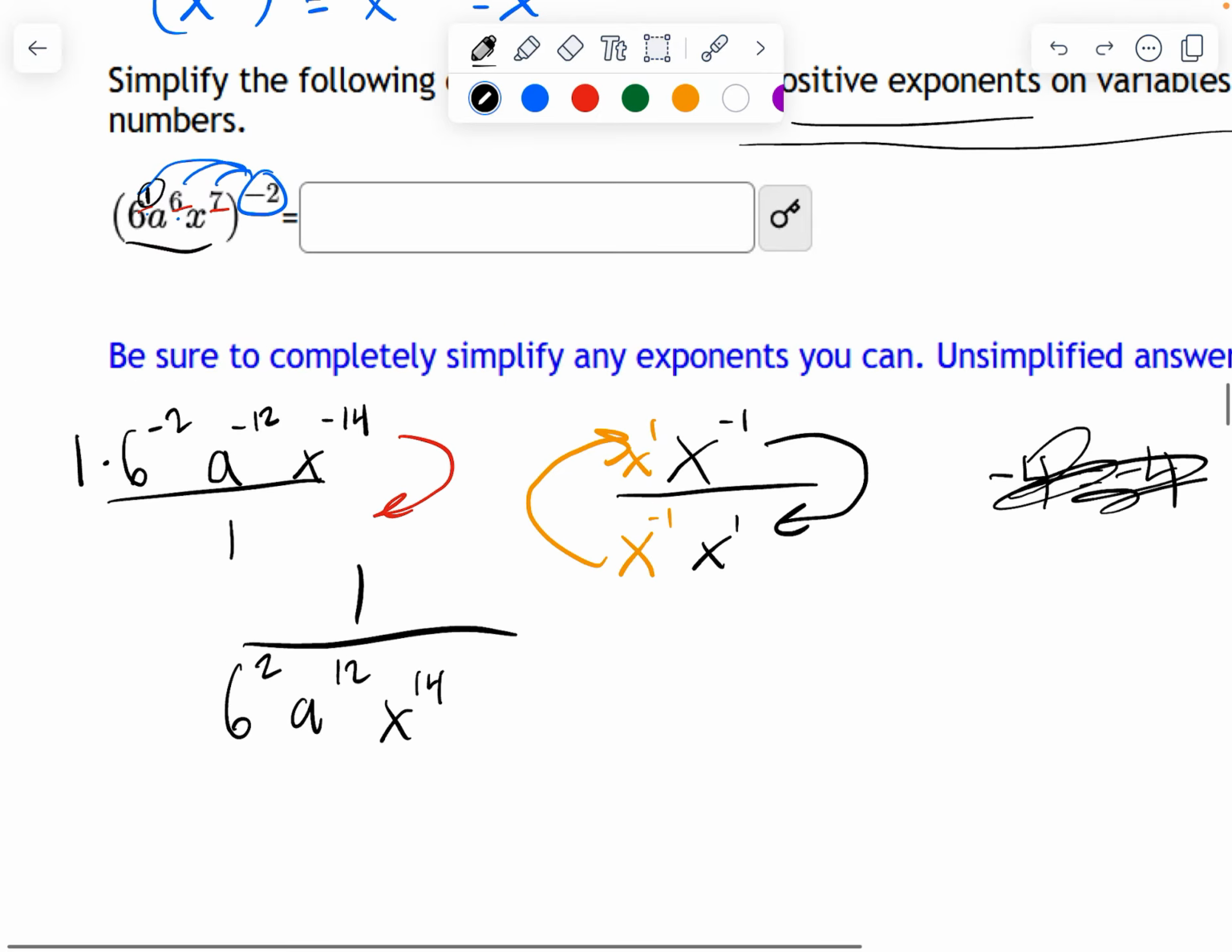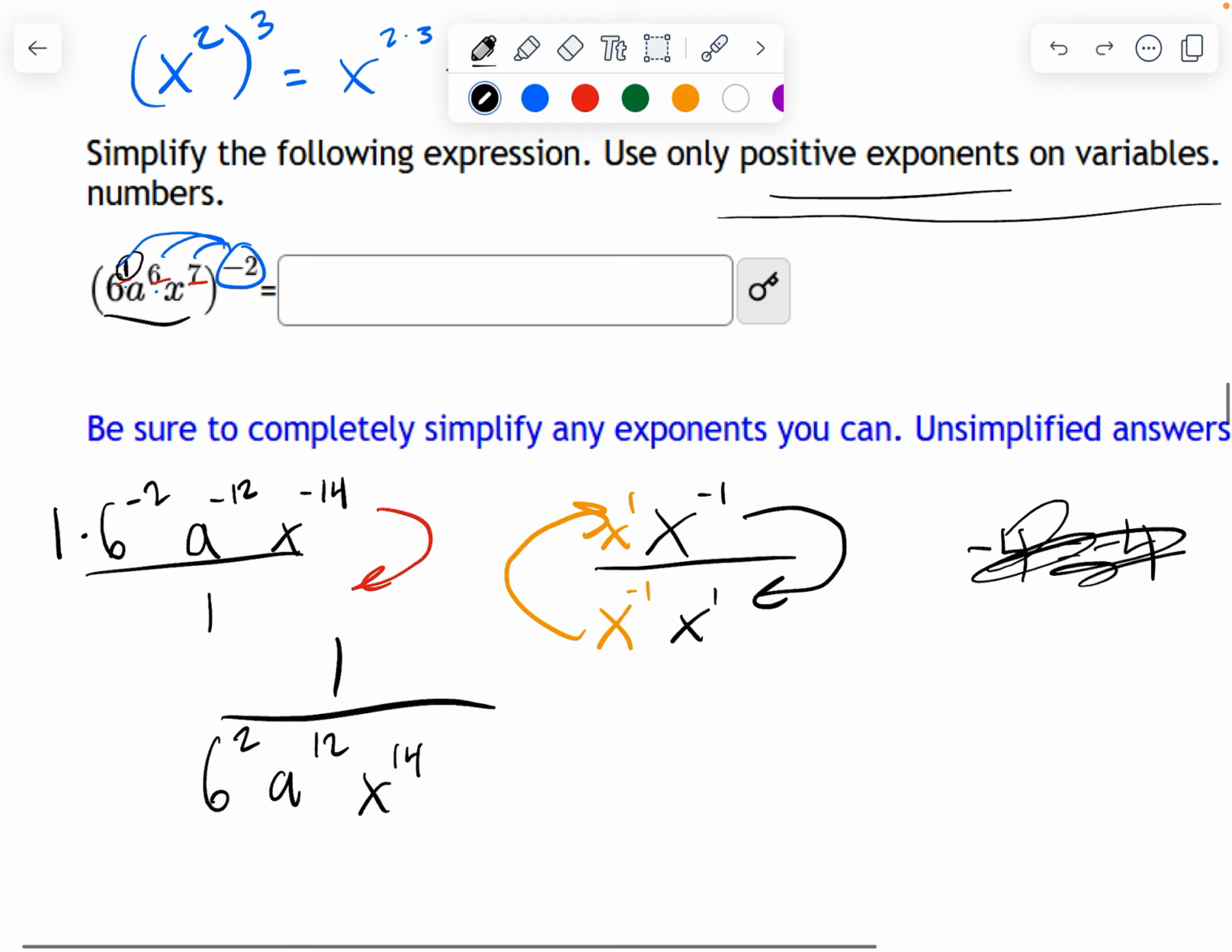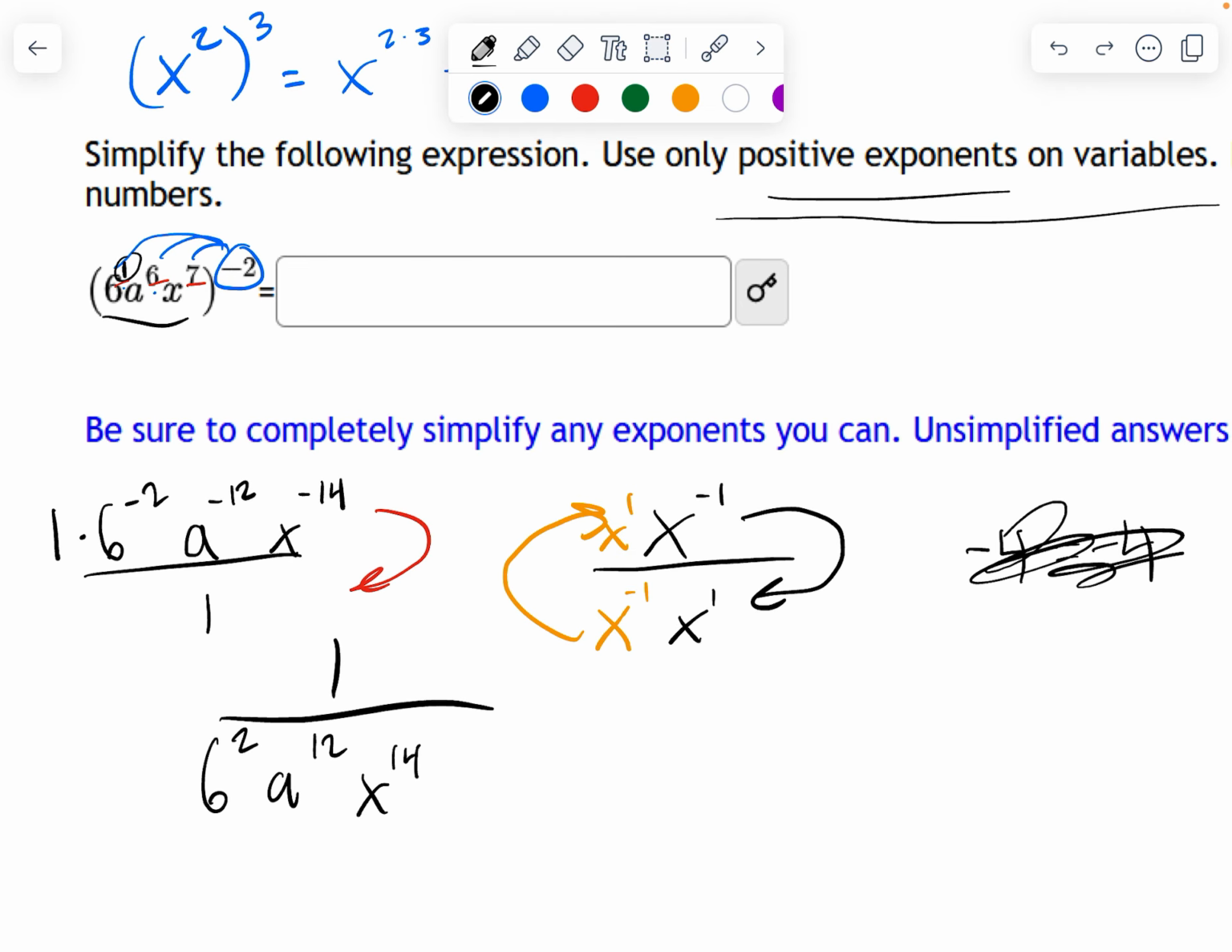And then the last step would just be to simplify the exponent on the number. What is 6 to the second power? 36. So then we get 1 over 36, a to the 12th, x to the 14th. And that's it. That's as crazy as that one gets.